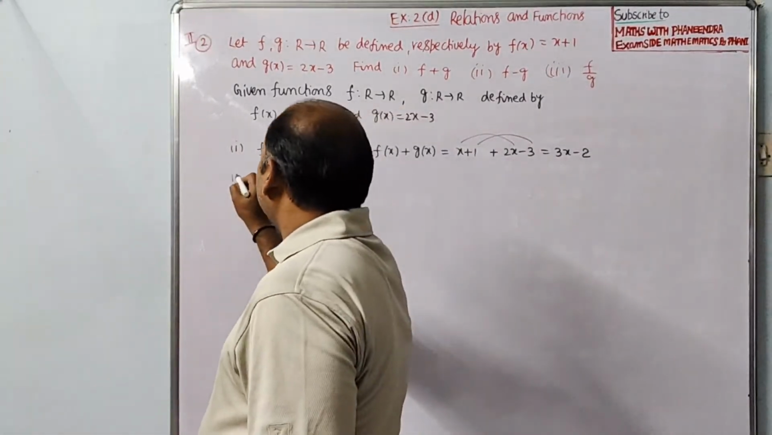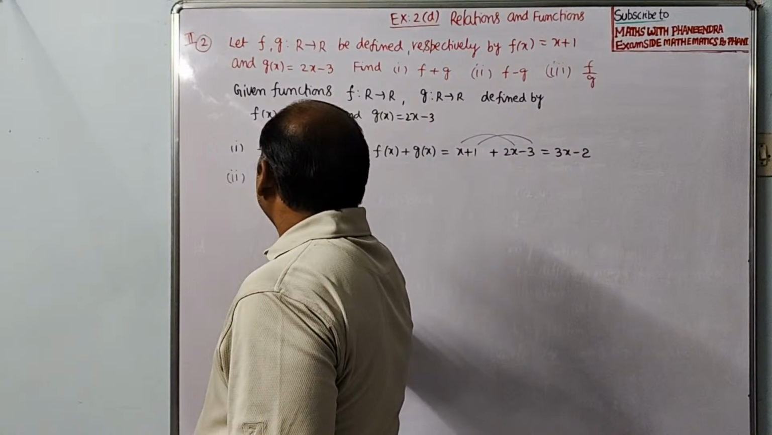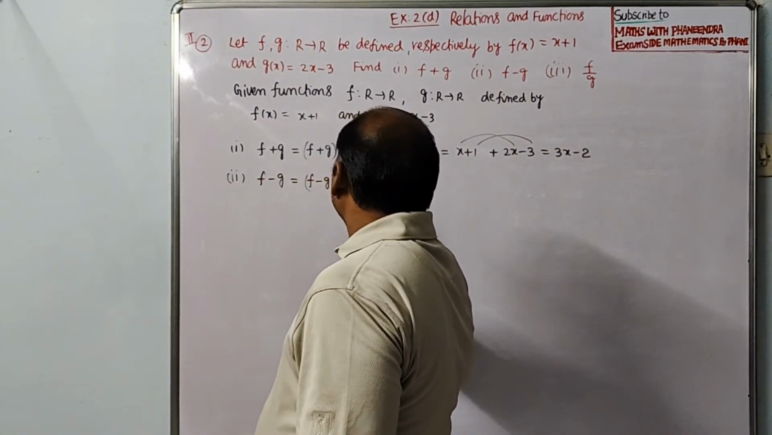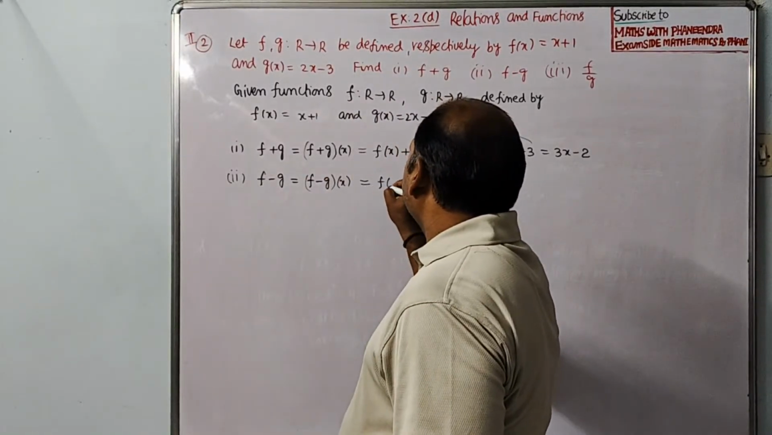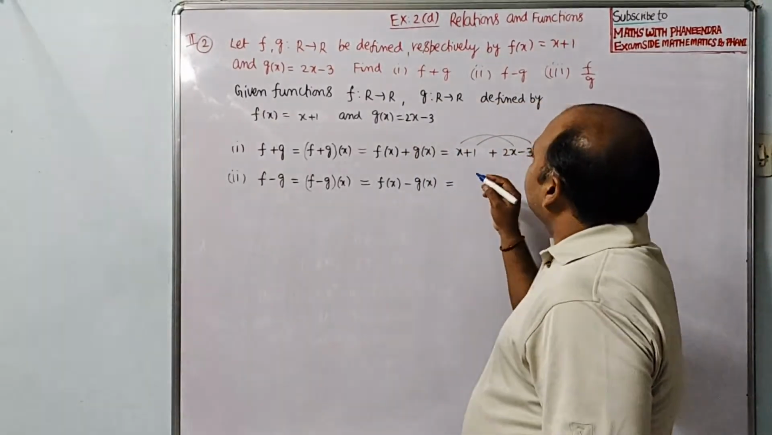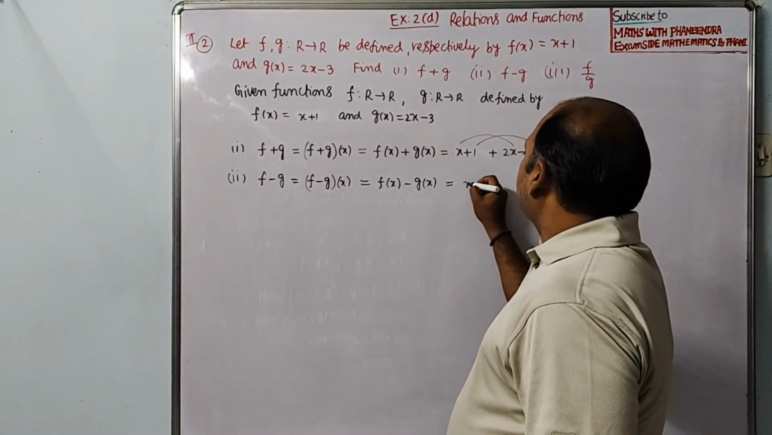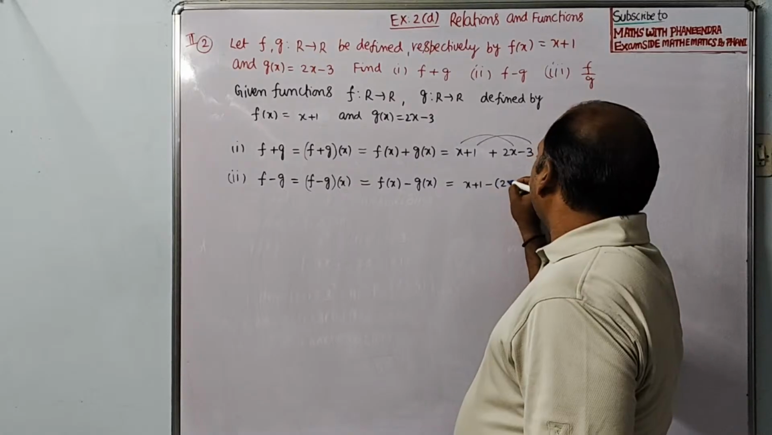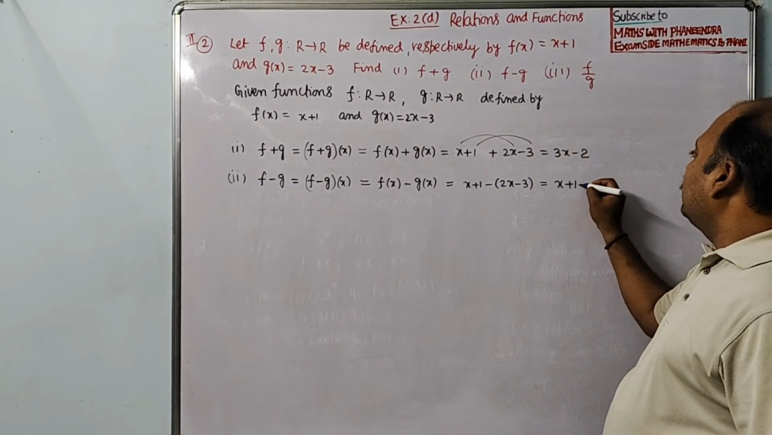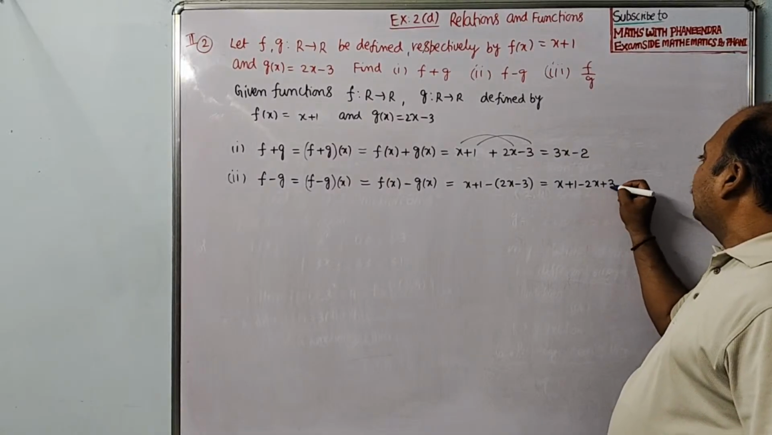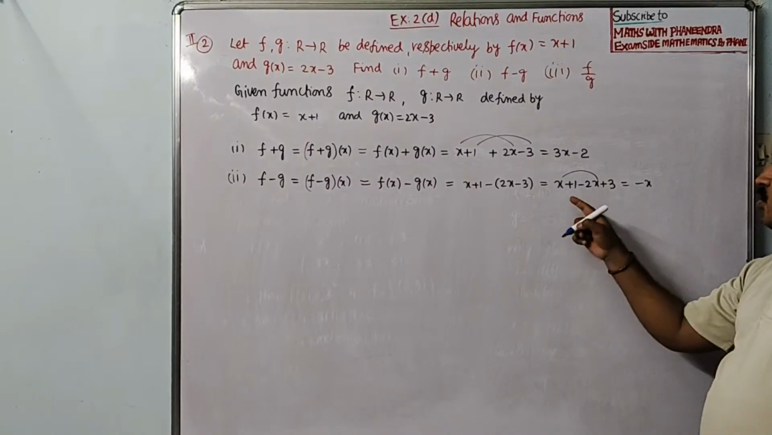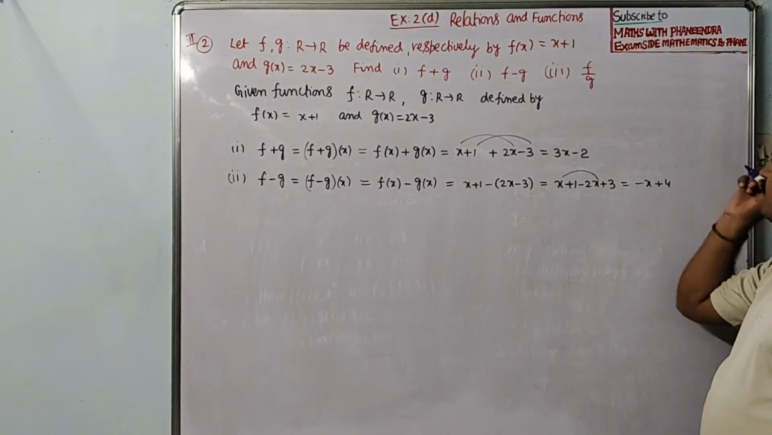Come to question number 2. F minus g means f minus g of x, which is equal to f of x minus g of x. F of x means x plus 1 minus 2x minus 3. So x plus 1 minus 2x plus 3. X minus 2x is minus x, 1 plus 3 is 4.